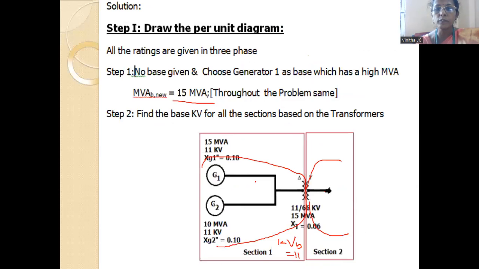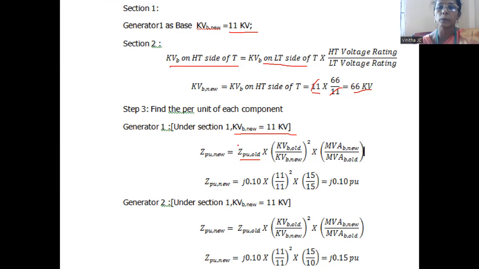So this is the old value of the generator. Whatever value is specified in the problem, that value we have to choose as the old value. So this j0.1 is the old base value. Then kVB old by kVB new for generator 1. Generator 1 kVB new is equal to 11 kV.